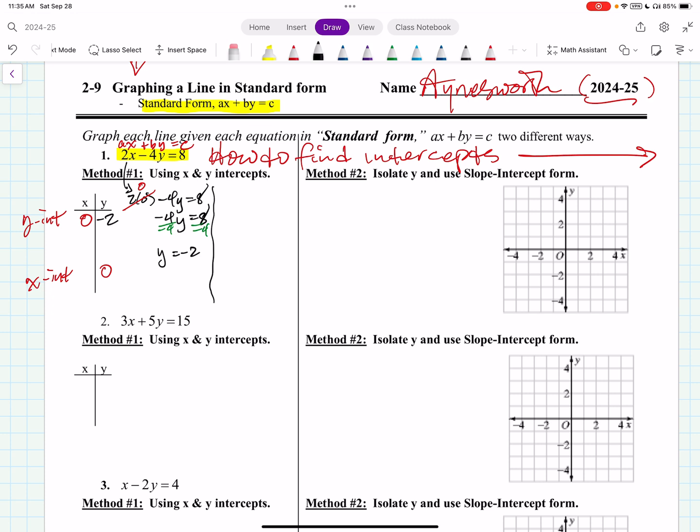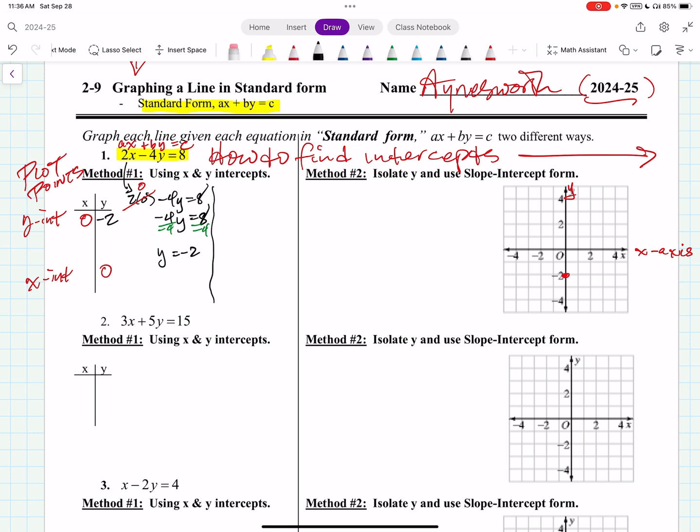And then you plot your points. So 0 comma negative 2 is on the y-axis. Again, the y-axis is vertical and the x-axis is horizontal. So you plot a point at 0 comma negative 2, down 2.